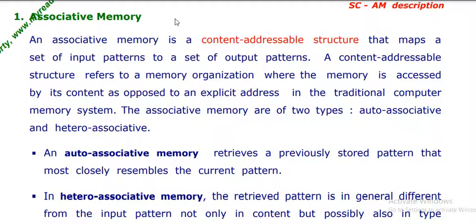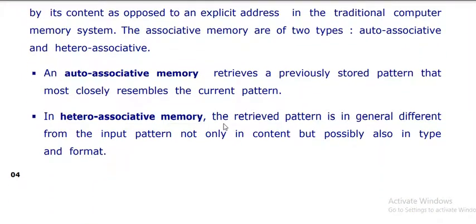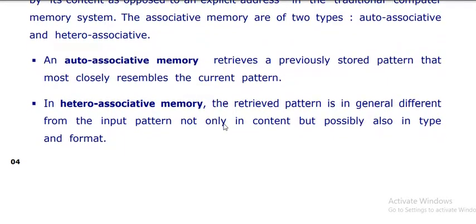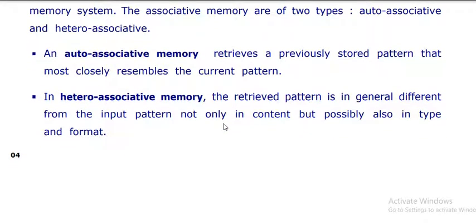Associative memory is of two types: auto-associative memory and hetero-associative memory. An auto-associative memory retrieves a previously stored pattern that most closely resembles the current pattern. In hetero-associative memory, the retrieved pattern is in general different from the input pattern, not only in content but possibly also in type and format.